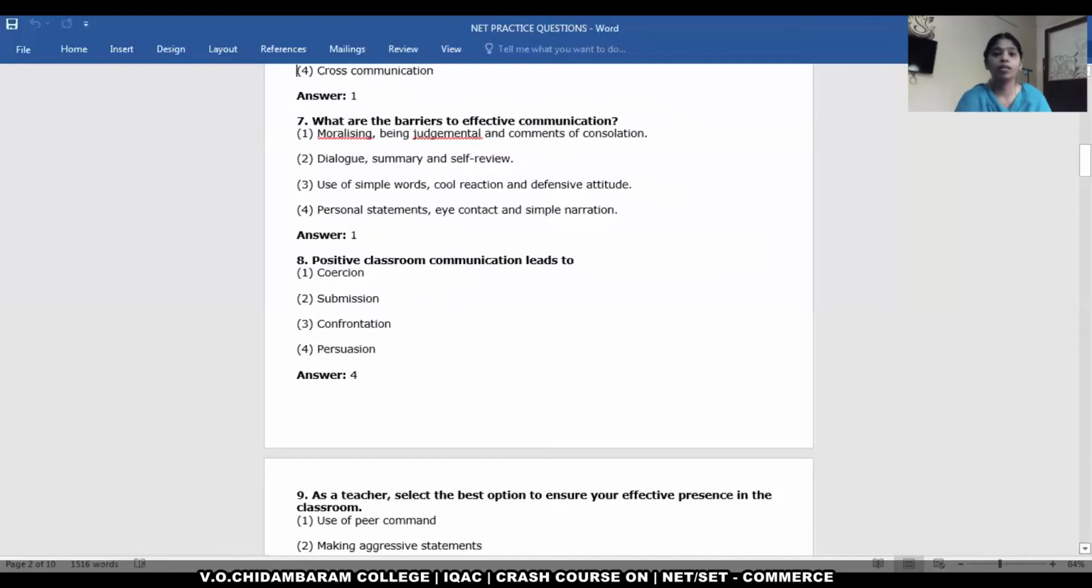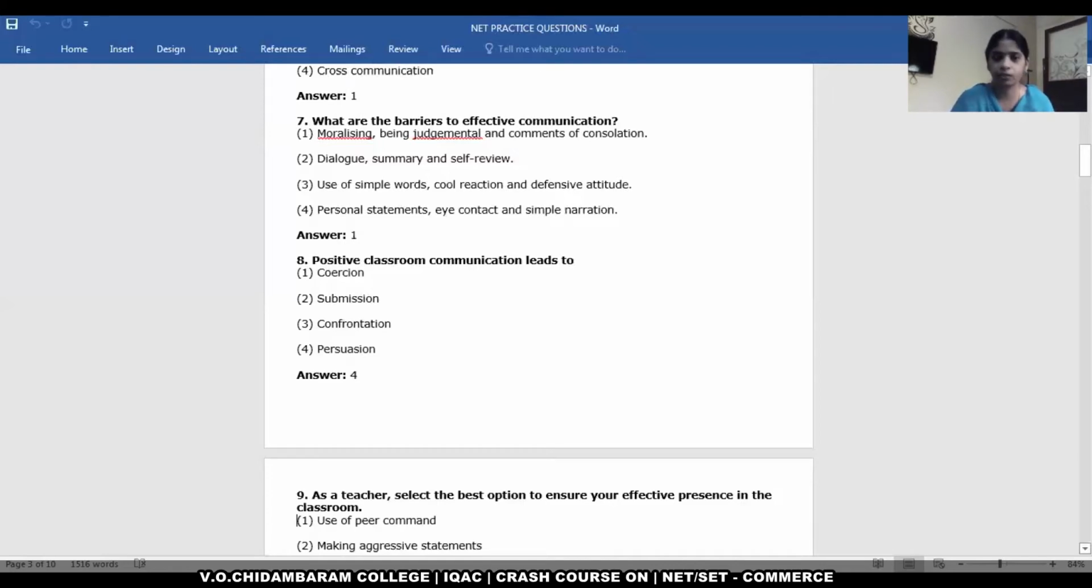The next question is, positive classroom communication leads to. The options are coercion, submission, confrontation, and persuasion. So these are the four options. Now I'll explain what the meanings are. Coercion means force or threat. So positive classroom communication, does it lead to force or threat? Submission, accepting things as they are. Confrontation, I've already explained the meaning, based on issues. Persuasion is nothing but changing a student's attitude towards something good, what we want that particular student to have. Okay, so these are the meanings of the four words.